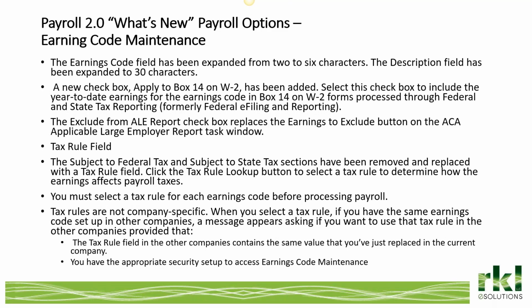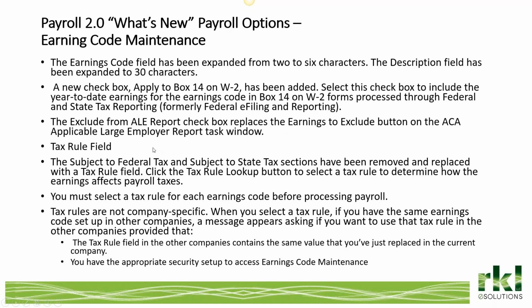The earning code maintenance has also been expanded. The description field's been expanded. There's another box that has been added, the apply to box 14 for the W-2, same concept. There are some other changes that have happened. The exclusion of the ALE report checkbox is now in place of earnings to exclude.